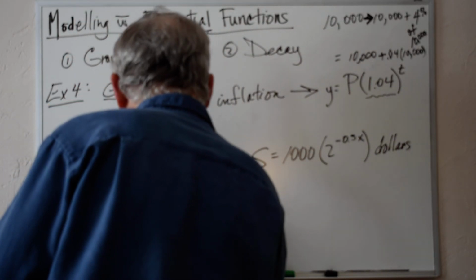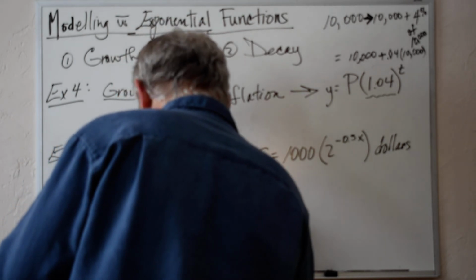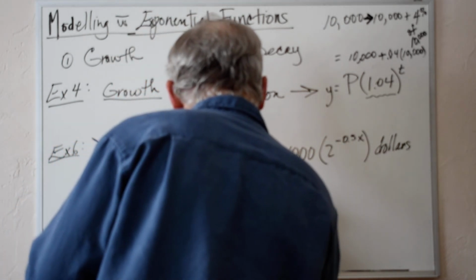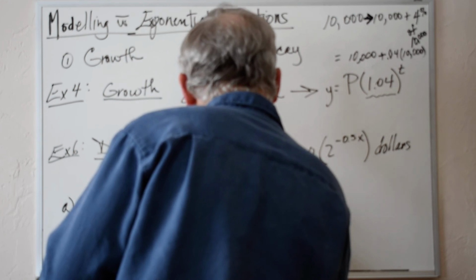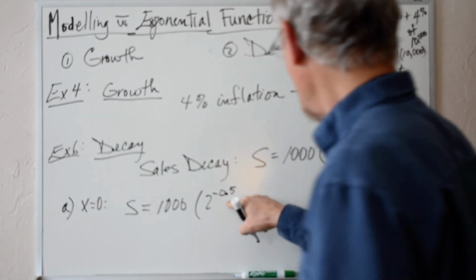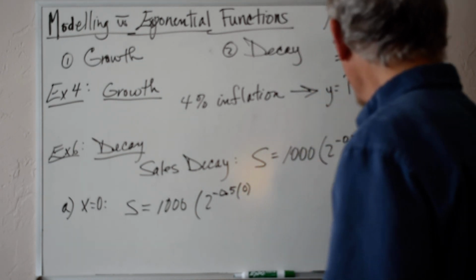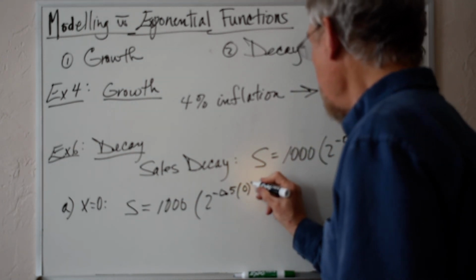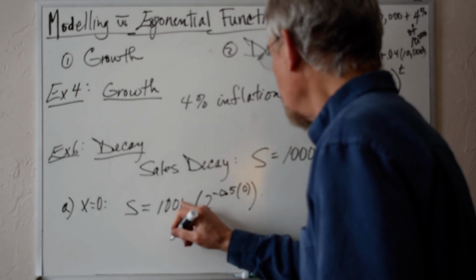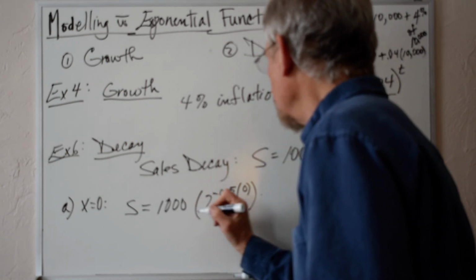We see that S equals 1,000 times 2 to the negative 0.5 times 0. So I'm replacing X with 0. That looks like a 6. Let's make that a 0.